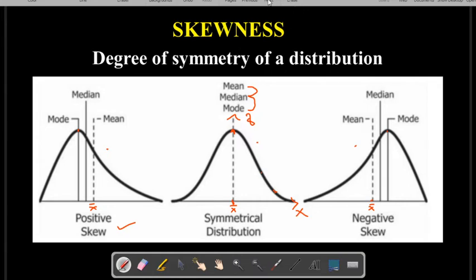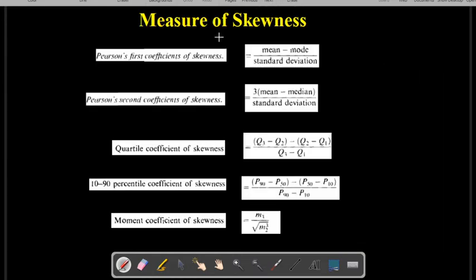Now to check the skewness, we have a measure, that is called the measure of skewness. We will find the measure of skewness using whatever we have learned up to this. This is a very important question for the examination. Here we have different types of measures. We will call the measure of skewness the coefficient of skewness.